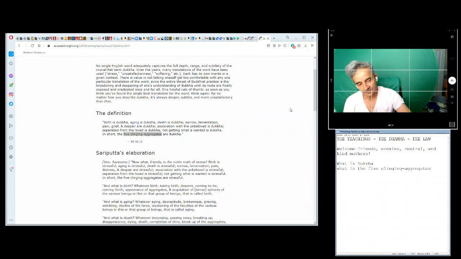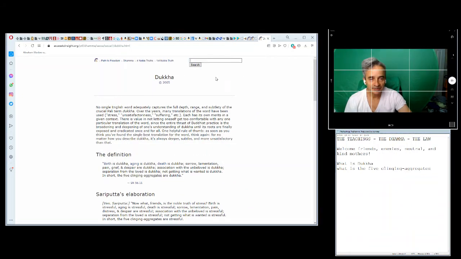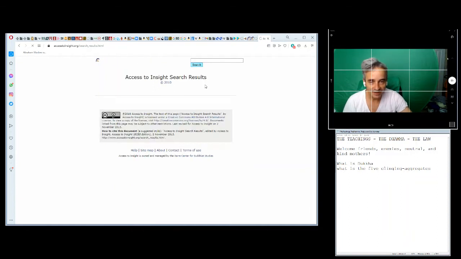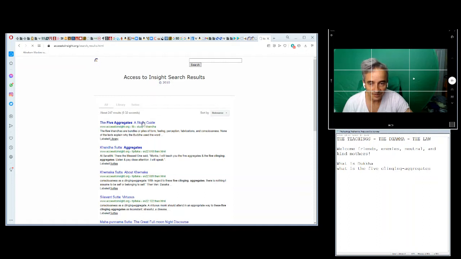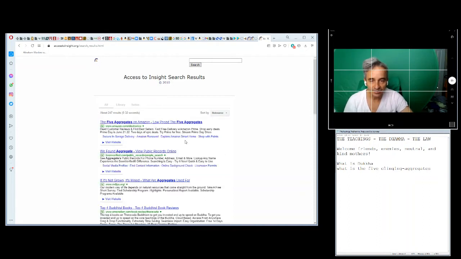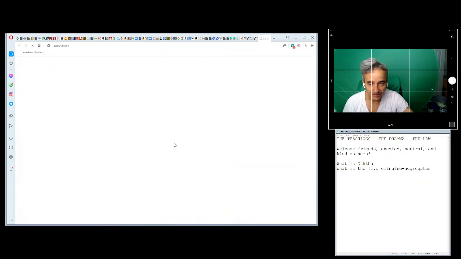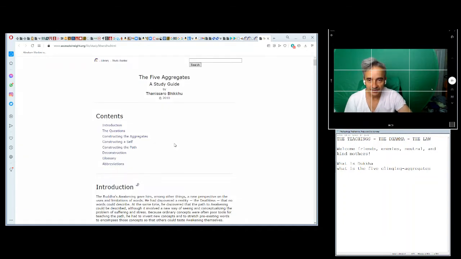Oh, so what if I look it up in here? I have an idea of what it is. The five aggregates. Oh, wait a minute. The five aggregates. Okay. All right.